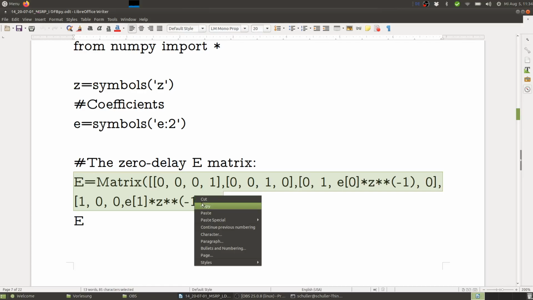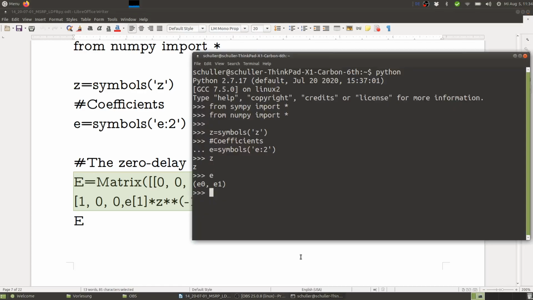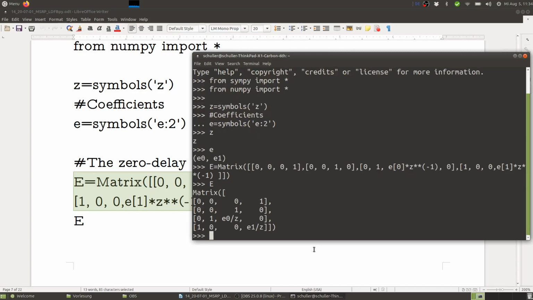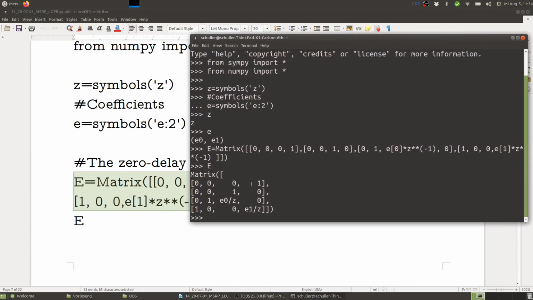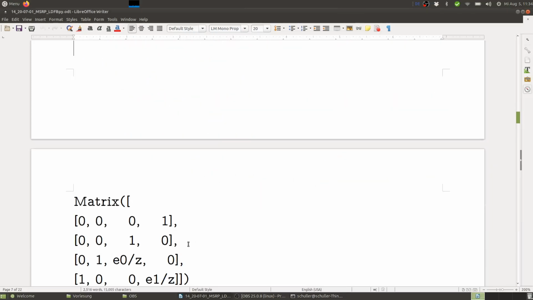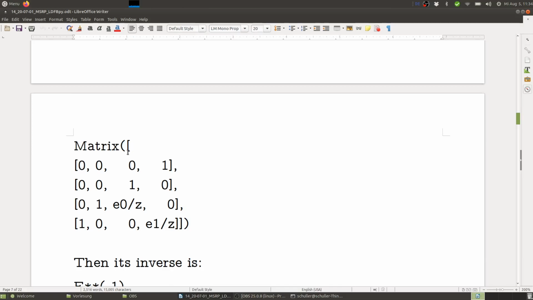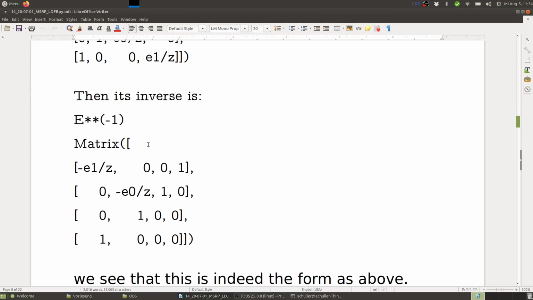So here just copy it, copy and paste. Let's see what's in it. Yeah, and this is exactly what we wanted. So here you can see the ones on the anti-diagonal, and then the factors E times z to the minus 1 on the lower half of the diagonal. Right. So this is the matrix that we have now, and then we can easily compute the inverse in SymPy by using to the power of minus 1, which is the inverse of the matrix.